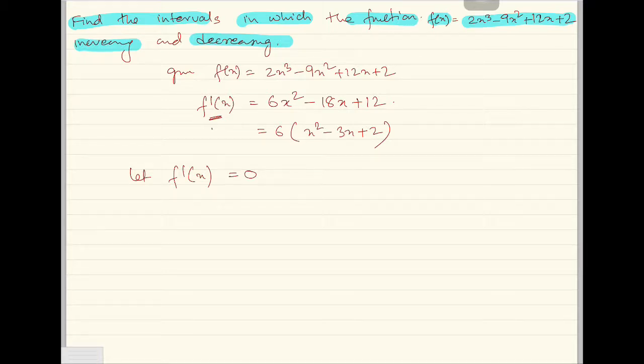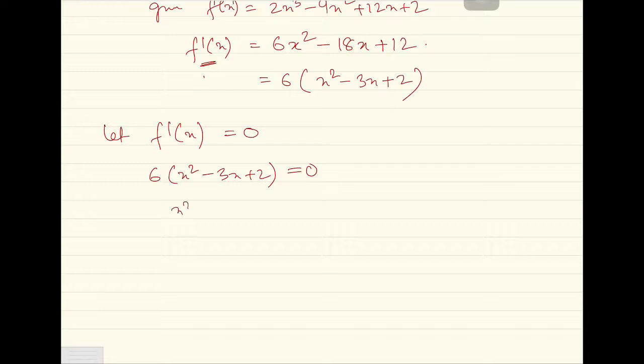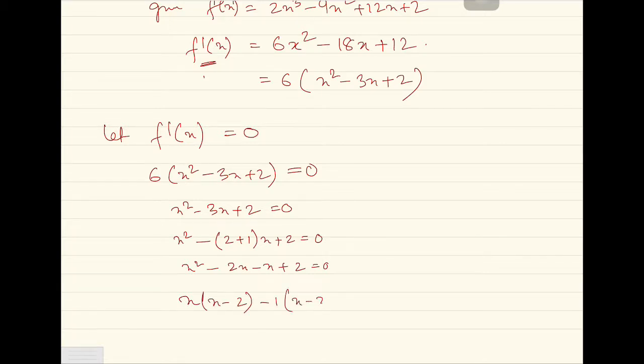Got it? Okay, so that gives me 6x squared minus 18x plus 12 equals 0. That gives me x squared minus 3x plus 2 equals 0, because the 6 goes below 0 and vanishes. x squared minus, let's break the middle term, 2 plus 1, x plus 2 equals 0. That gives me x squared minus 2x minus x plus 2 equals 0. x common, x minus 2, minus 1, x minus 2 equals 0. So that gives me x minus 1 and x minus 2, two factors, equal to 0. That is x equals 1 or 2. Got it? So we got 2 checkpoints.